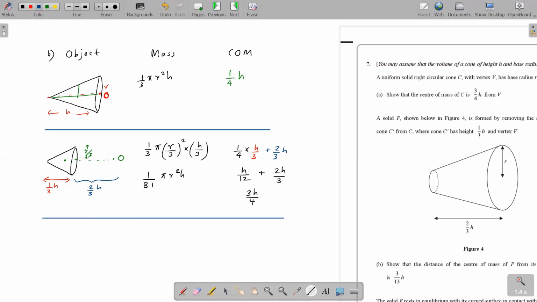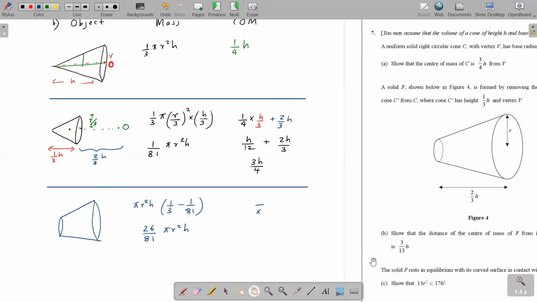Okay, then the last one. Last one is where we remove, right? So can I know the mass difference? Obviously, you have to subtract 1/81 pi r square from 1/3 pi r square. Let me take pi r square out. 1/3 minus 1/81. How much is it? 26/81 pi r square. And what about the center of mass? So that's what we are trying to find.